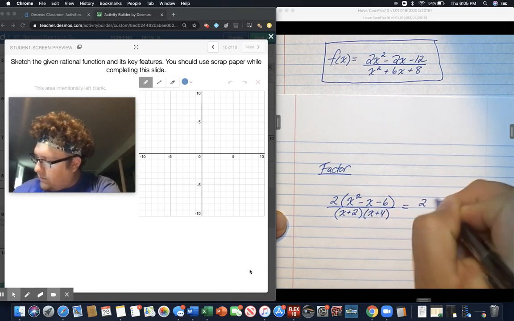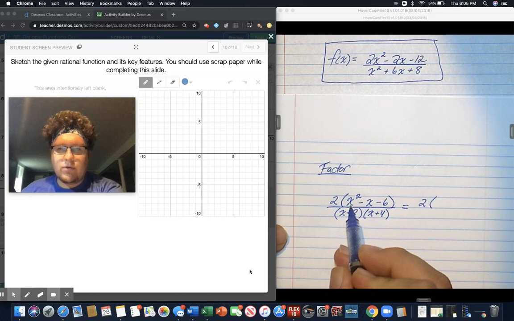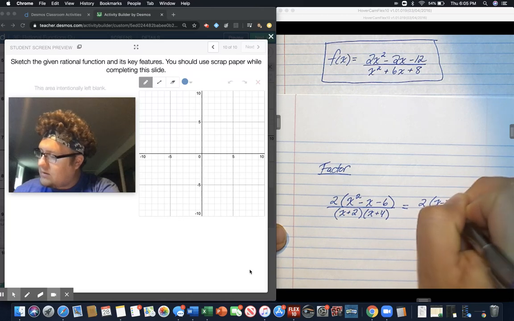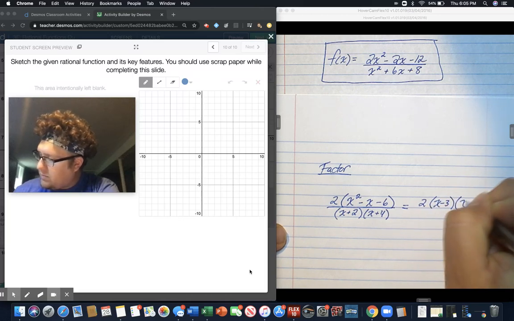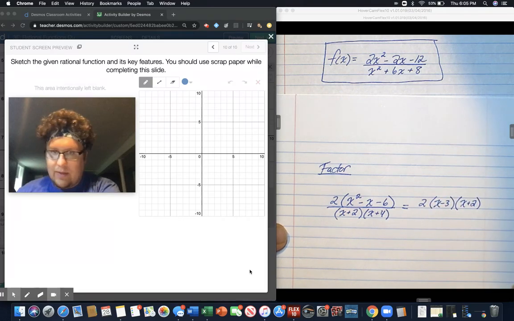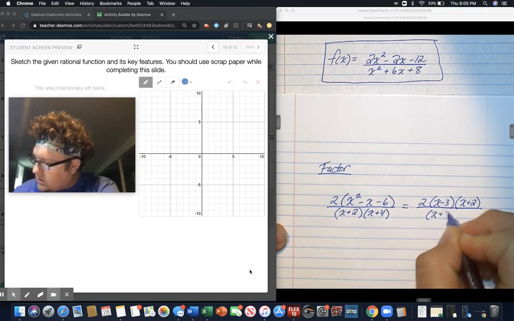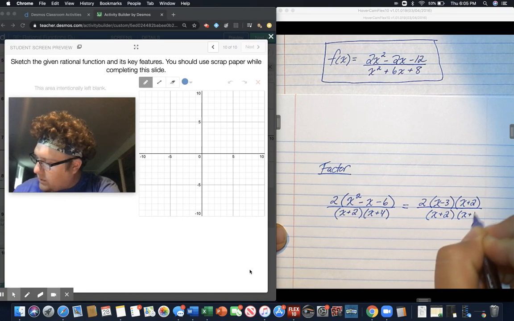So factoring further, I need to think of two numbers that multiply to negative 6 and add to negative 1. And that's going to be x minus 3 and x plus 2, because we still had that negative constant there. And then we'll have x plus 2 and x plus 4.